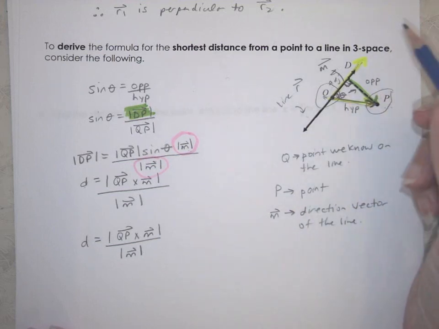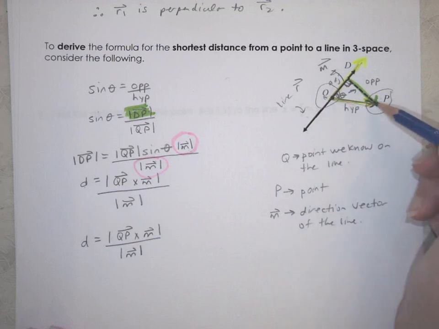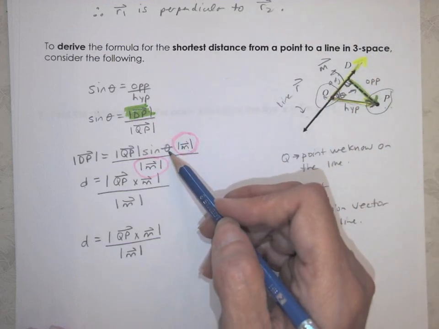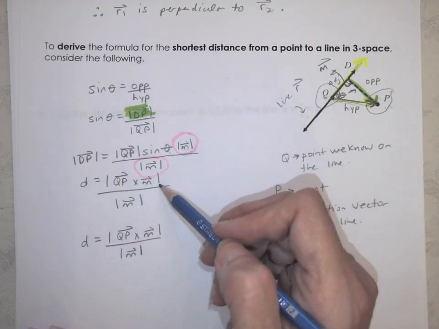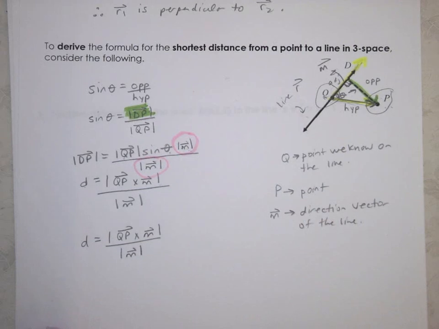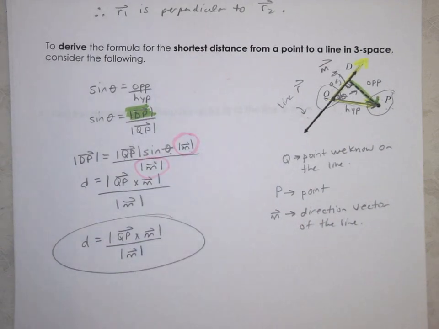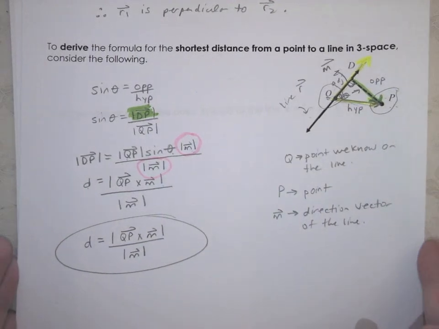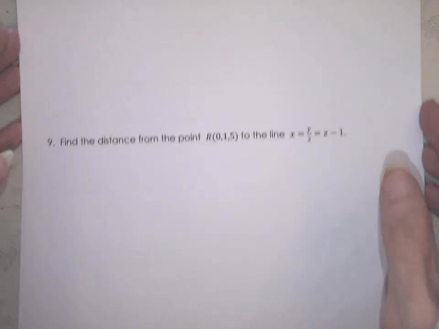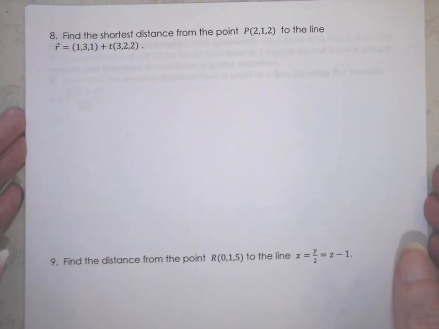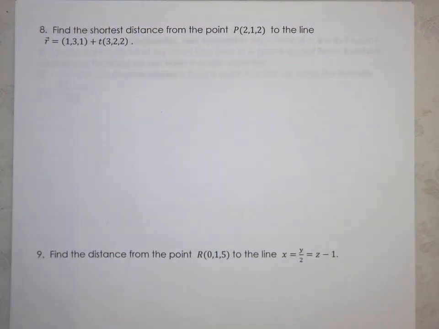And theta is the angle between QP and the line, but theta gets absorbed because it ends up being the magnitude of the cross product. So here's our formula to get the shortest distance from a point to a line in 3 space. And we're going to use that formula now to find the shortest distance from the point P (2, 1, 2) to the line r equals (1, 3, 1) plus t times (3, 2, 2).